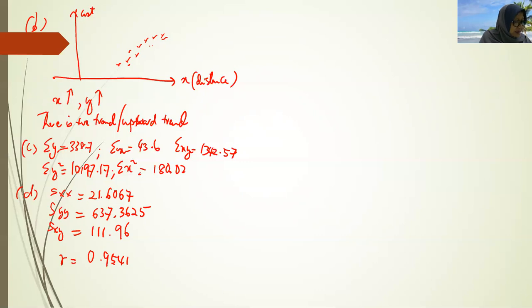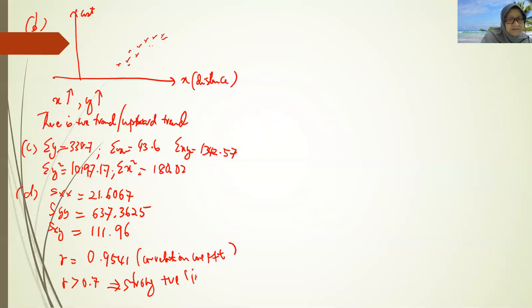So how do we interpret this? This is our correlation coefficient. Since this value R is greater than 0.7, that means we have a strong positive linear relationship between cost and distance. That is how we interpret it.